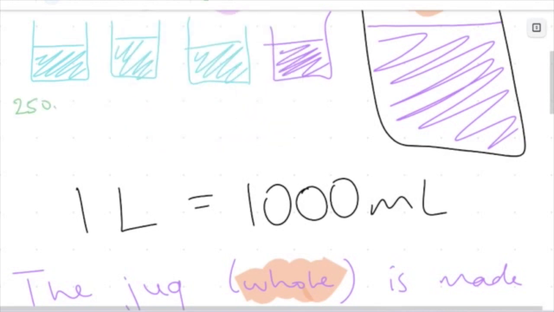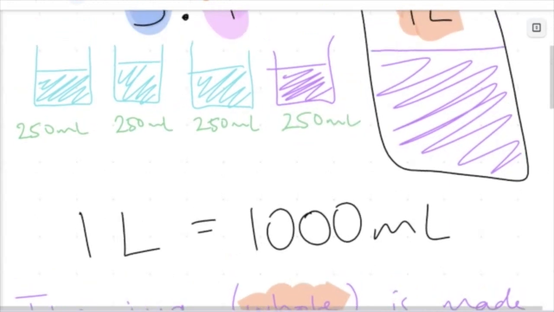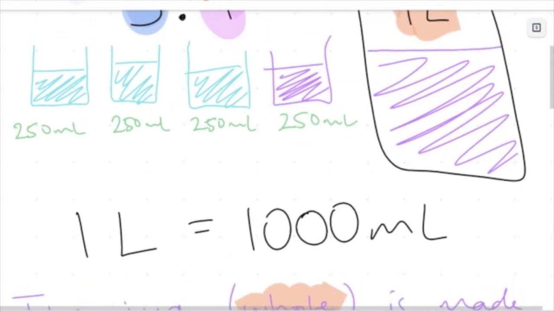So 250 mils, 250 mils, 250 mils, and 250 mils. So how much cordial was used? Well, 250 mils of cordial were used. How much water was used? Well, 250 plus 250 plus 250, or 3 lots of 250 were used.